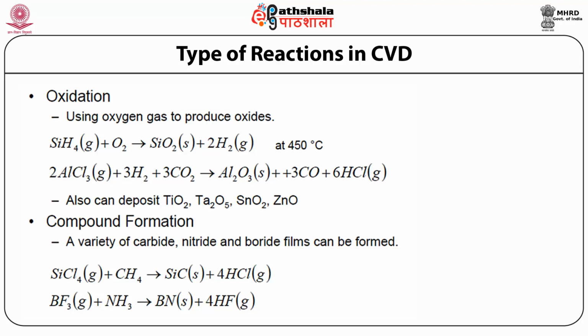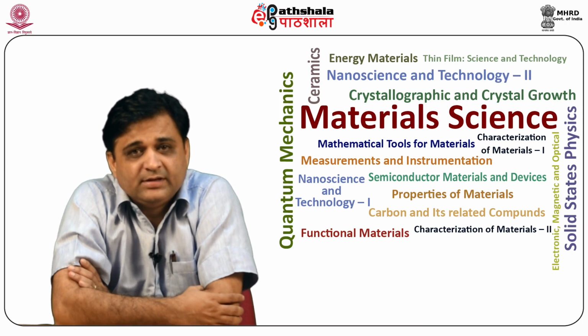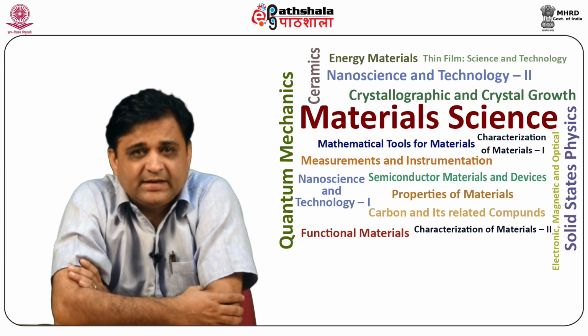nanoscience and technology. And compound formation like silicon carbide and boron nitride, these have been very interesting semiconducting materials. So below are the processes where silicon chloride reacting with methane turns into silicon carbide, and boron fluoride reacting with. Okay, so let me introduce you to the Langmuir-Blodgett technique.